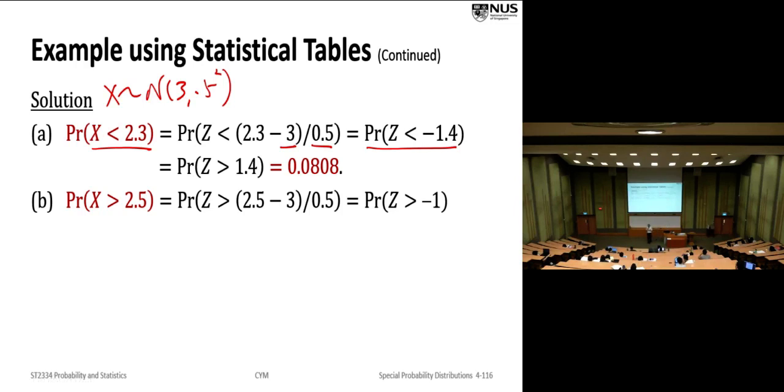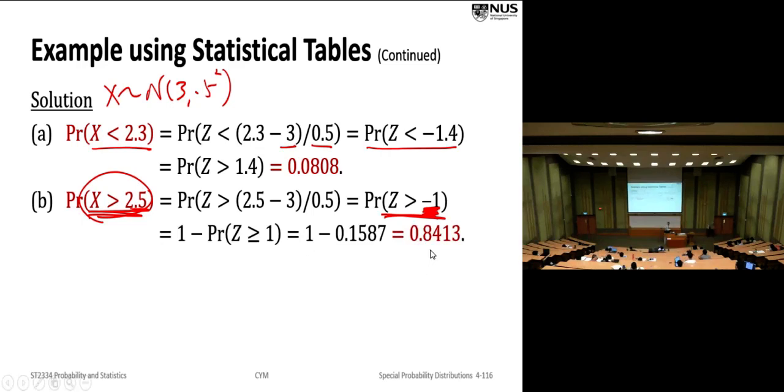Similarly for the others, x greater than 2.5 is equivalent to saying that x is one standard deviation below the mean. By just looking at 2.5, you cannot tell how many standard deviations it is from the mean. But after you standardize it, immediately I know where it is. So asking for the chance that x is greater than 2.5 is the same as asking for a standard normal random variable greater than minus 1. So 2.5 is in fact equivalent to one standard deviation below the mean. The probability is 0.8413.